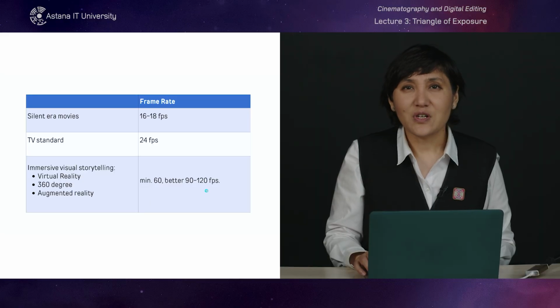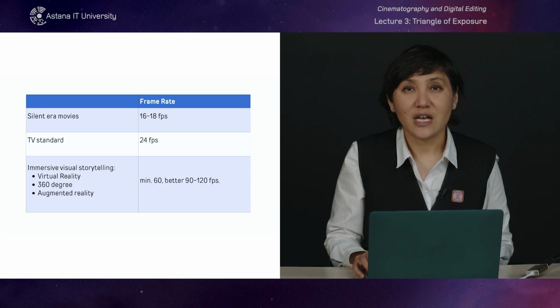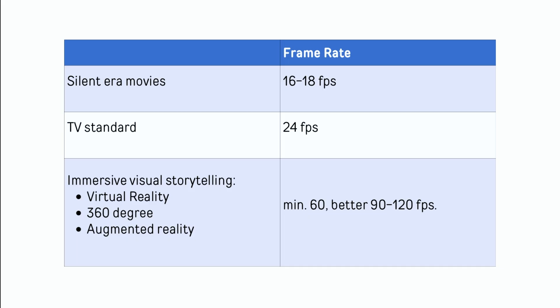The standard frame rate for television and film today is 24 frames per second, which provides a smooth and natural viewing experience. As we move towards more immersive forms of storytelling, such as virtual reality, 360-degree videos, and augmented reality, frame rates become increasingly critical.